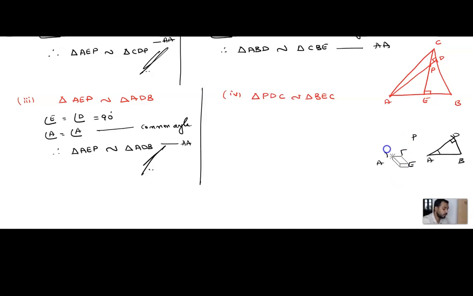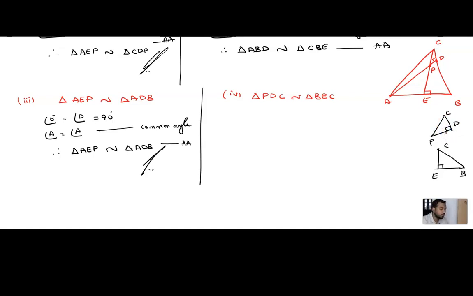Now come back to case 4. What is case 4, children? We have to prove triangle PDC. Where is P? It's here. D is here. C is here. This triangle PDC is similar to triangle BEC. B, E, and then C. So your angle D is 90 degrees.